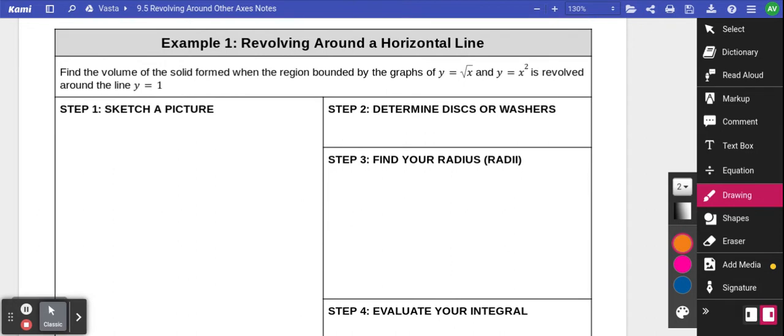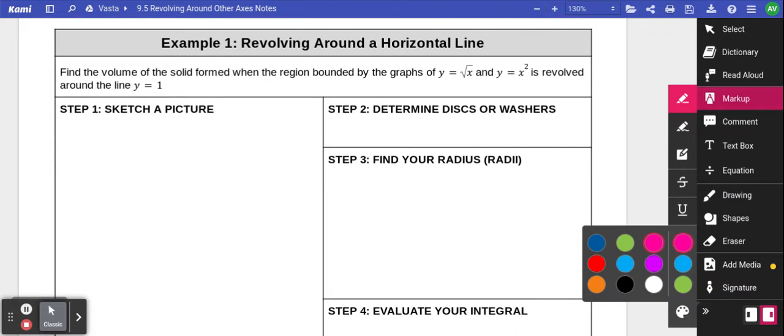So let's go ahead and try an example. Now, part of the issue that has been coming up recently is that reading carefully is really important here. So let's make sure we highlight and recognize what given information is really important.